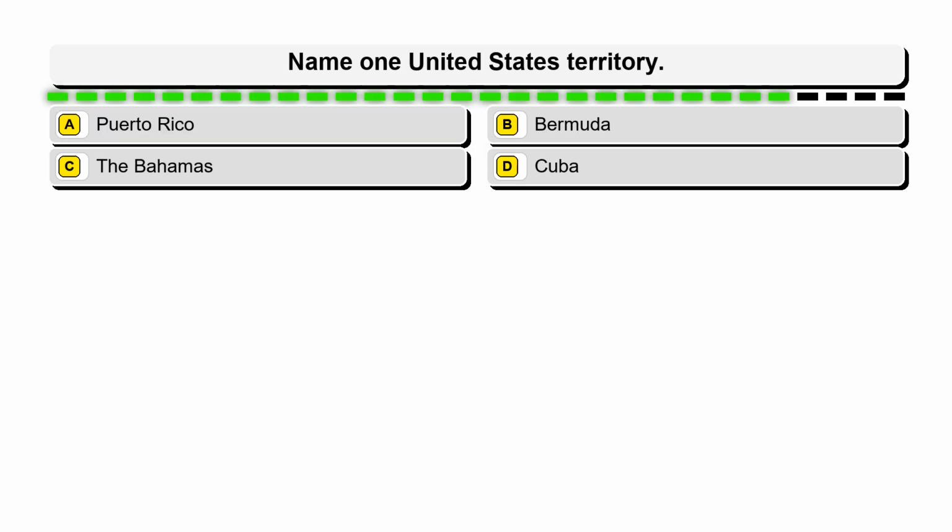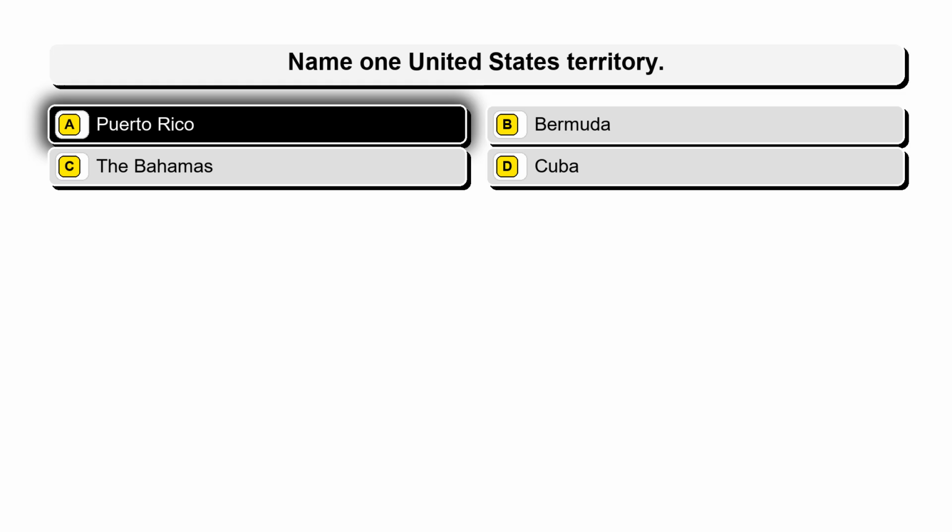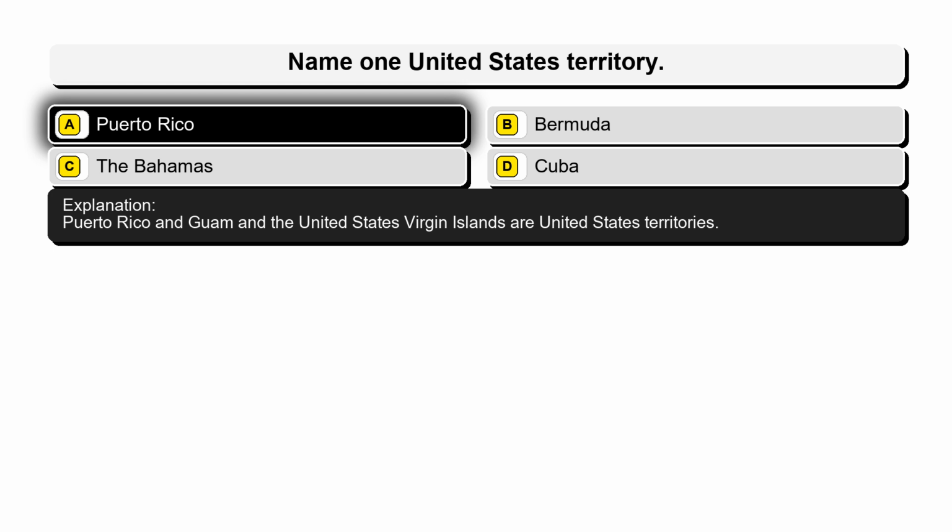Question 115. Name one United States territory. Option A, Puerto Rico. Option B, Bermuda. Option C, the Bahamas. Option D, Cuba. The correct answer is option A, Puerto Rico. Puerto Rico and Guam and the United States Virgin Islands are United States territories.